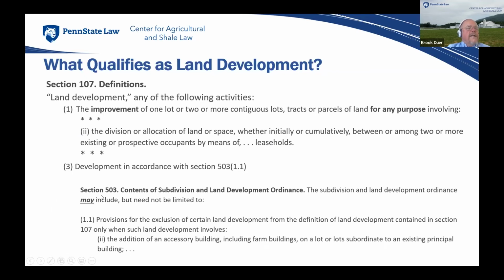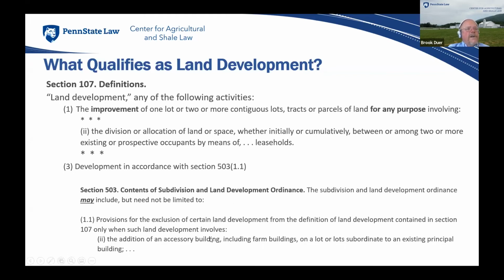Then we have a provision in the MPC that attempts to provide a little bit of an answer, which is that a subdivision and land development ordinance may include, doesn't have to include, but it may include a provision that says that an addition of an accessory building, including farm buildings, on a lot or lots subordinate to an existing principal building, meaning let's say your main barn, for example, and then you're building some other accessory building, is not going to be considered a land development.